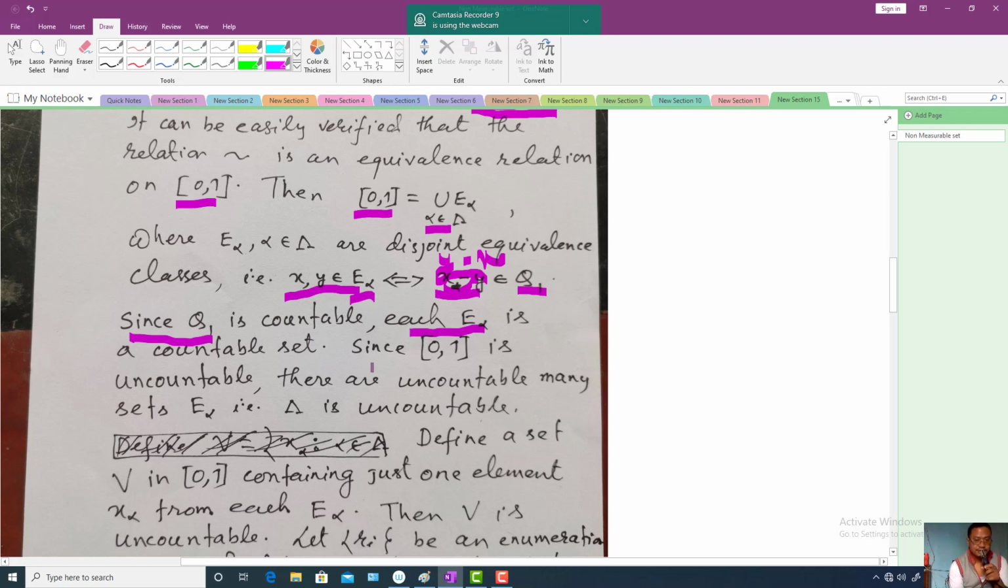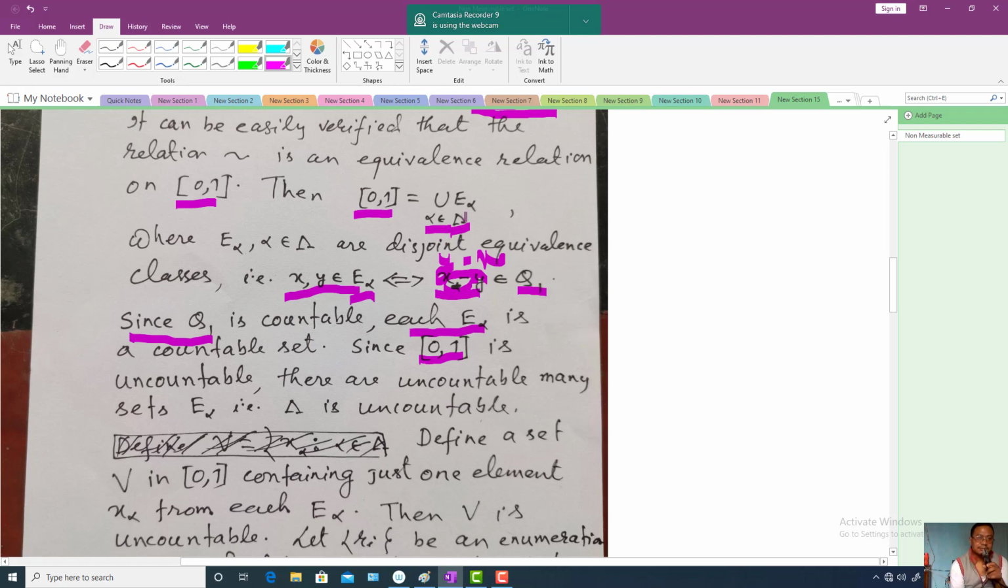E alpha is a countable set, but the 0 1 closed interval is not a countable set. Yet the 0 1 closed interval is expressible as a disjoint union of these E alphas, where each E alpha is countable. If capital lambda were a countable set, this would be a countable union of countable sets, and then the 0 1 closed interval would be countable. That is not going to happen. So what is the thing then? Even though each E alpha is countable, this union is not a countable union.